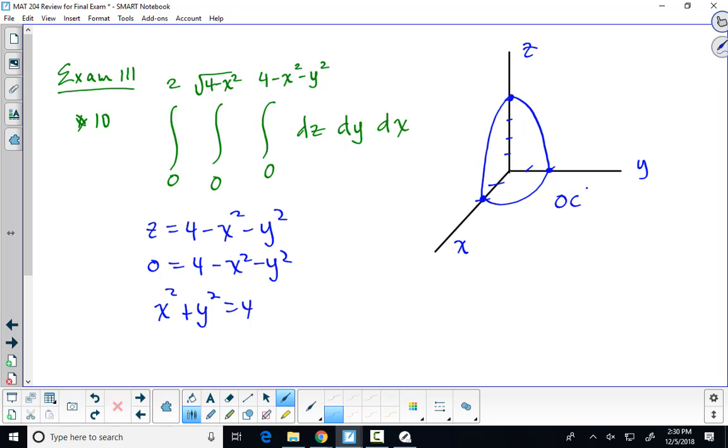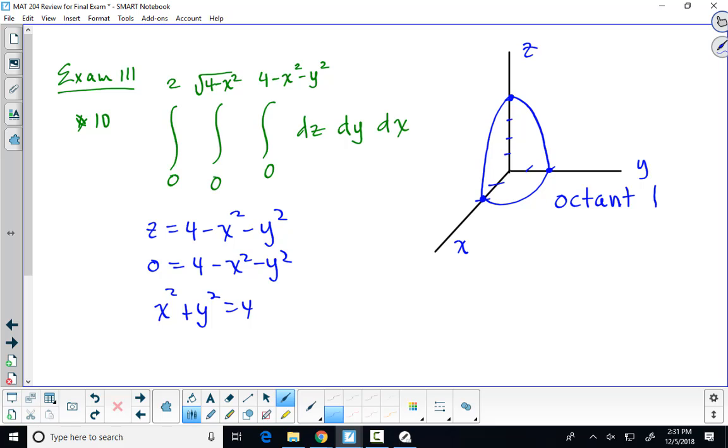Wait, why is that again? Because of the zeros on the bottom. Okay. Because of the zeros. So if we let this go from negative square root of 4 minus x squared to positive square root, then we'd get the whole front half. Okay?